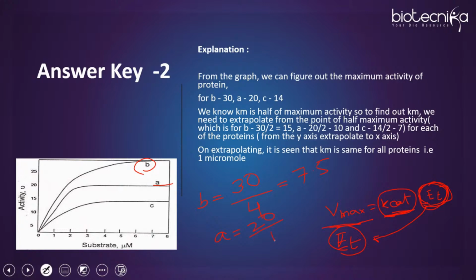For A, the Vmax value is 20. The enzyme concentration is 1. So the kcat is 20. And for C, the Vmax value is 14. The enzyme concentration is 2. So the kcat value is 7. So out of these three, which kcat is highest? A is highest. Yes. After that, which one? After that, B. After that, which one? After that, C. Got it?